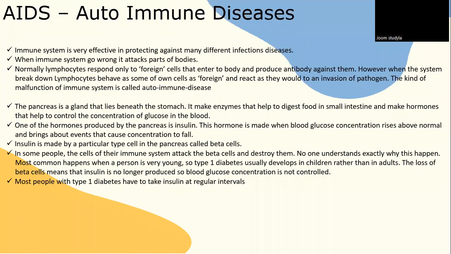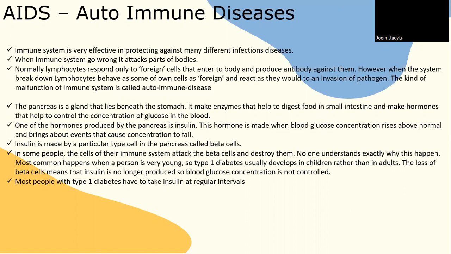And AIDS. AIDS is an autoimmune disease. As we already know, the immune system is very effective in protecting against many different infectious diseases. When the immune system goes wrong, it will attack parts of the body.